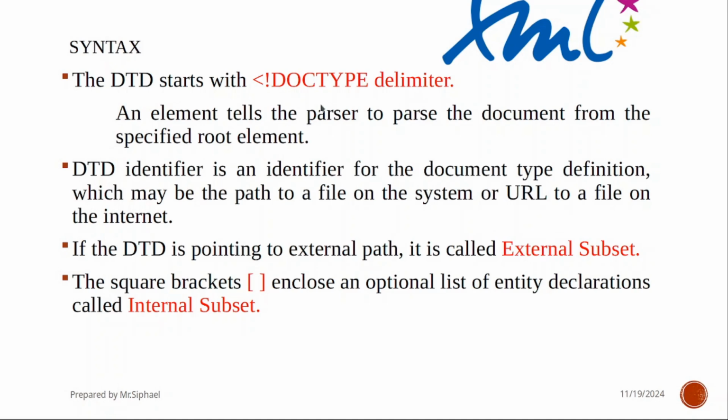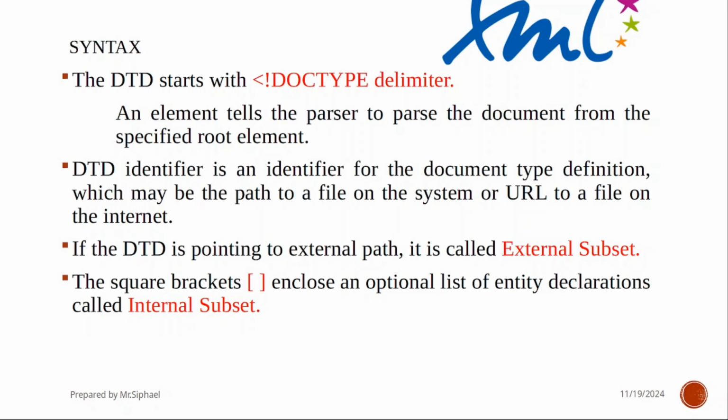An element tells the parser to parse the document from the specified root element. The DTD identifier just means the identifier for the document type definition, which may be the path to a file on the system or a URL to a file on the internet. Okay, so it depends where the file is, you just link to it. If it's from the internet, you put its URL. If it's local, you just put its path.